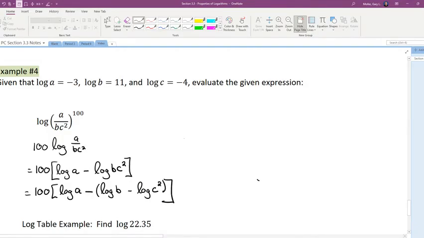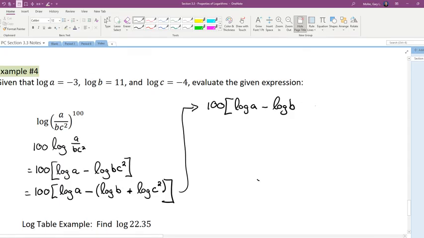And so last bit of cleanup here. I'm going to leave the 100 out one more time. I get log of a. I'm going to distribute that negative: minus log of b. I'm going to bring that 2 down on the c squared, but also distribute the negative. So that's going to turn into a plus. Oh, wait, nope. I made a mistake here. This should be a plus already. I already kind of in my head did what I'm about to do. So the negative goes to both, turning into minus. Let's bring the 2 down. Minus 2 log of c.